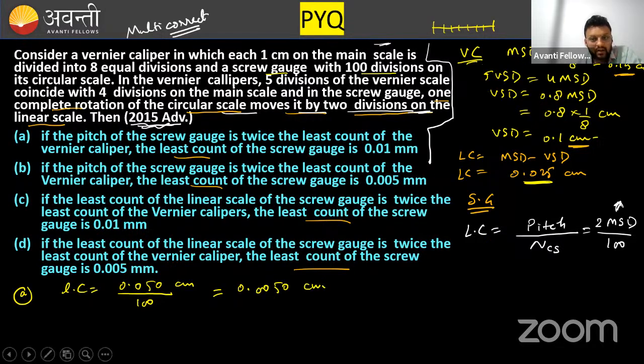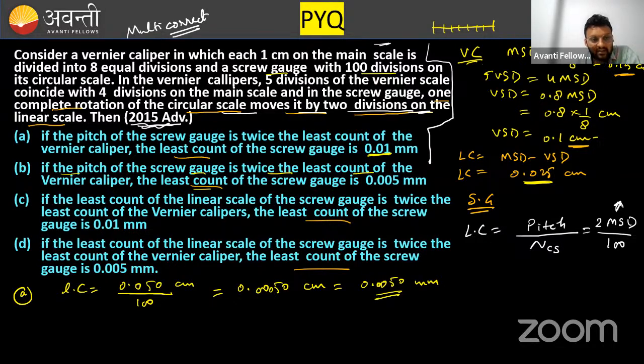0.0050 centimeter. And they are saying in mm. In mm it will be 0.050 mm. So option 1 is, in fact it will be 0.050, na? That will be 0.050 mm. Okay, इतना mm आना चाहिए आंसर. But हमारा दे रहे हैं 0.01. That is wrong. Second option saying if the pitch of the screw gauge is twice the least count.